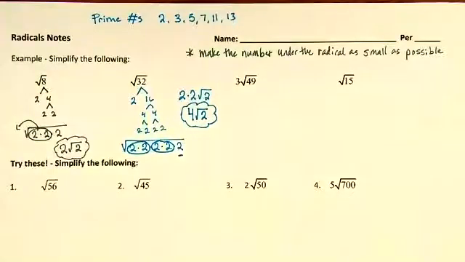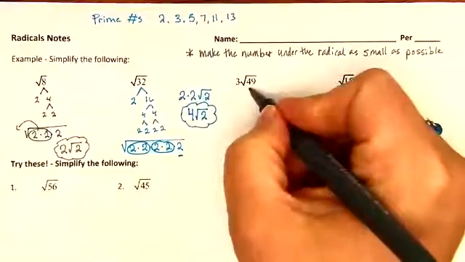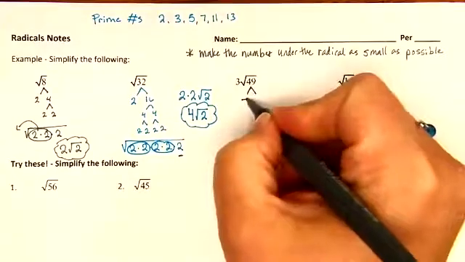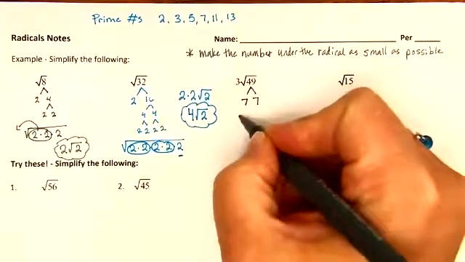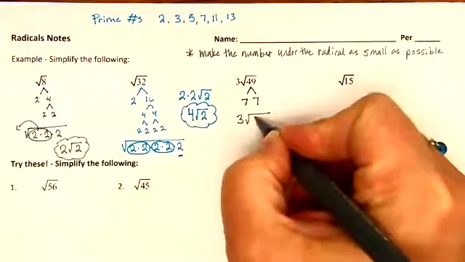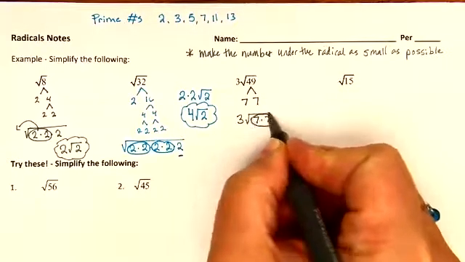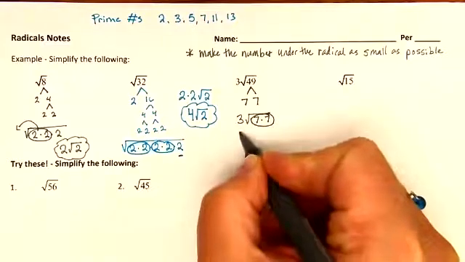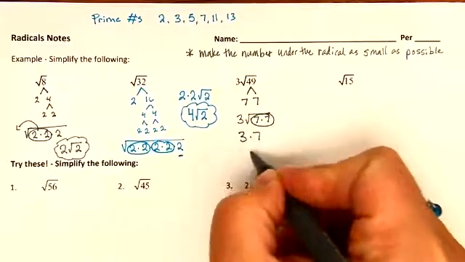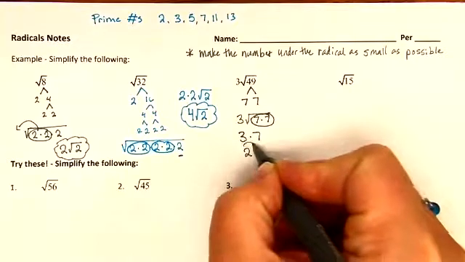All right, now you guys probably recognize the 49 as a square number anyway. 49 breaks down to 7 and 7. So 3 radical 7 times 7. This pair can go outside the radical, so you end up with 3 times 7, or 21, as our final answer.